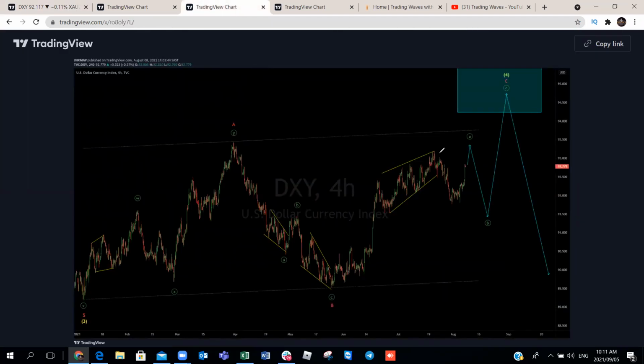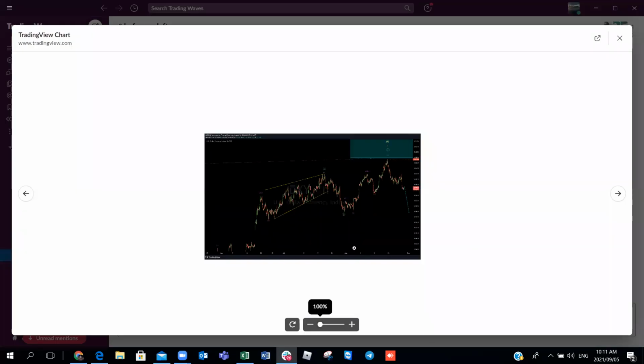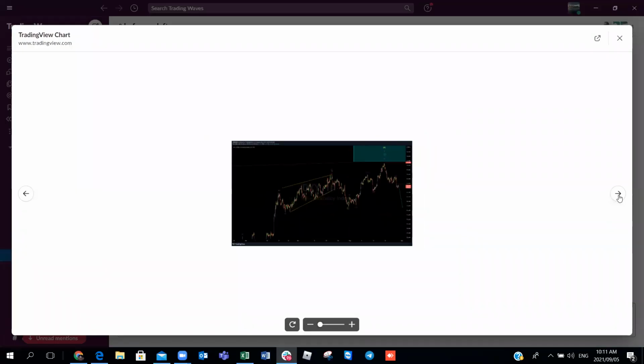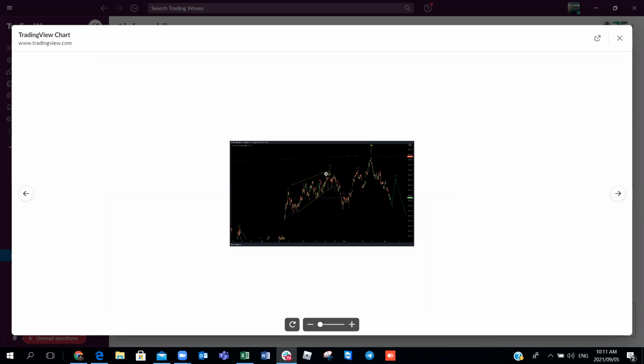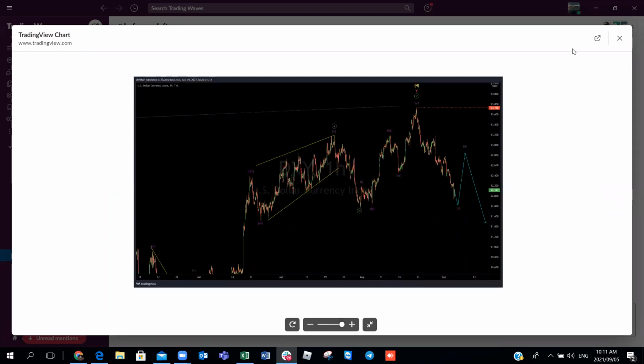So the DXY chart, we were looking for this to come and reverse into the blue box and push to the downside. So before that move, we were looking for that, and then this is how we expected the DXY to play out. Let's have a look at how this one is playing out so far. So that was the chart before. Let's see how this is playing out after.